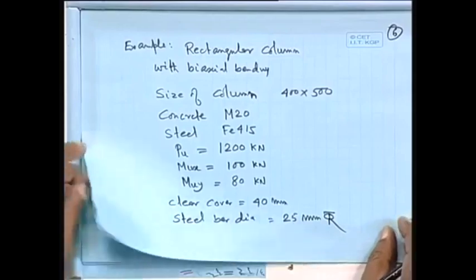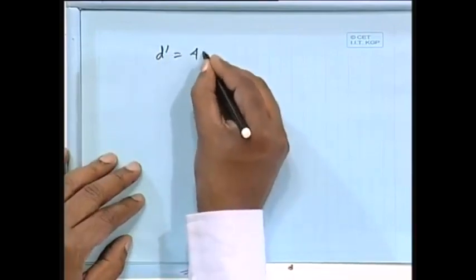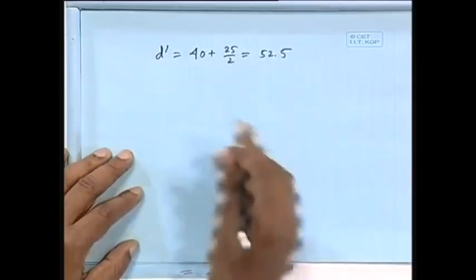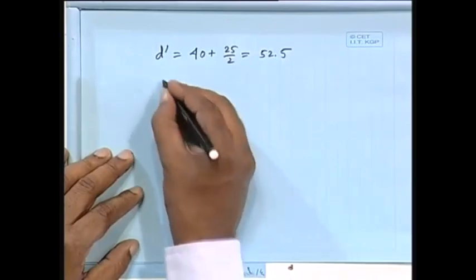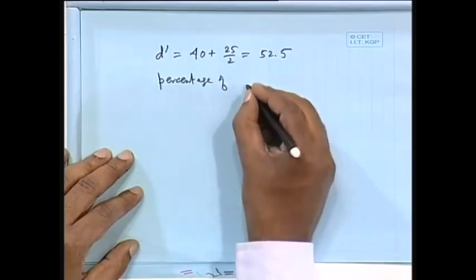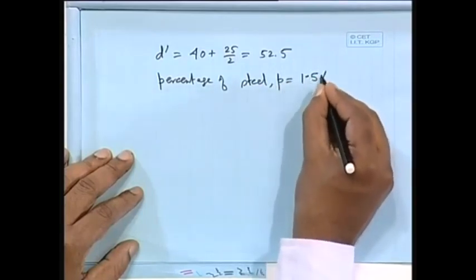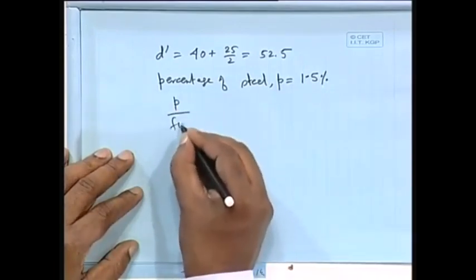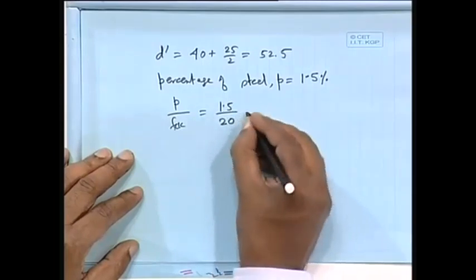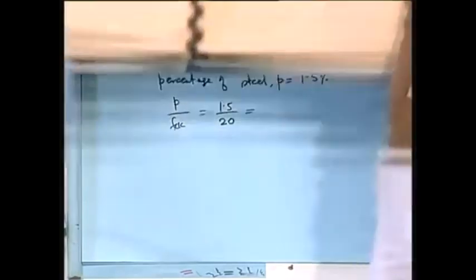So what we can do here, d dash by d, let us compute. d dash is 40 plus 25 by 2, 52.5, and we have a percentage of steel. Let us take percentage of steel. Shall I take 1.5%? So P by FCK equal to 1.5 by 20, or we can do some tricky thing, I think.